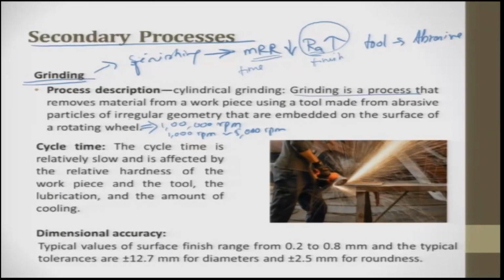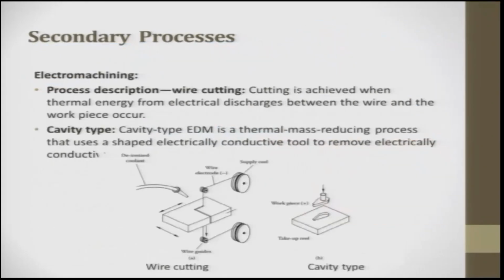The cycle time is relatively low. As I said, the material removal rate is less and the finishing is high. So, the cycle time is pretty low. The dimensional accuracy whatever you can get is pretty high. So, if you are looking for very tight tolerances, then after the machining operation, we always try to do a grinding operation to get the required tolerance.